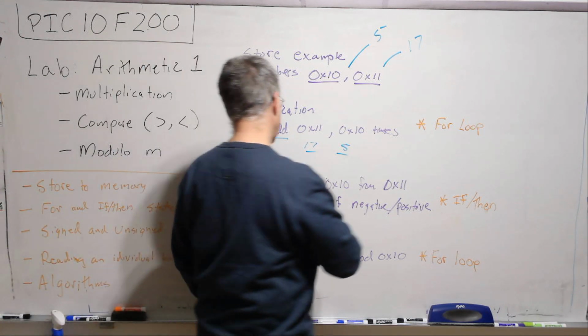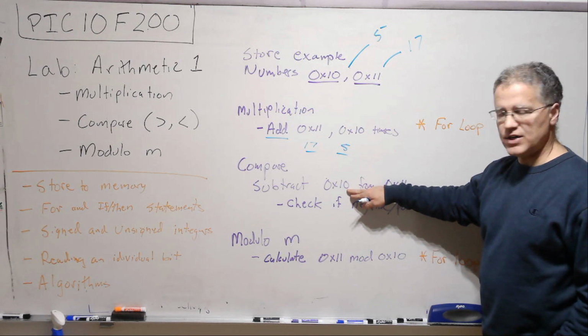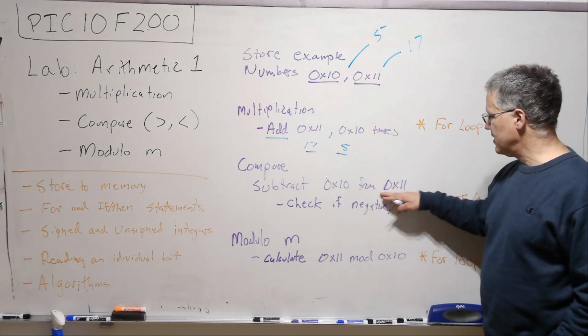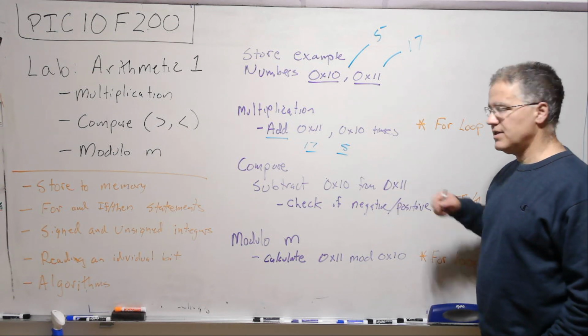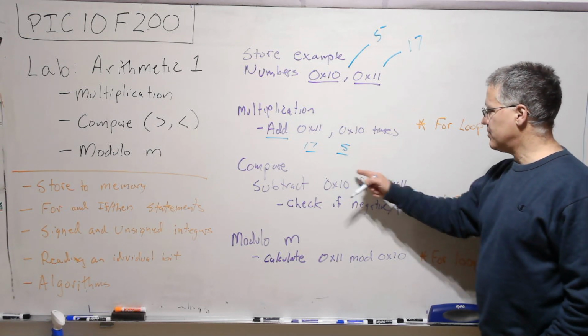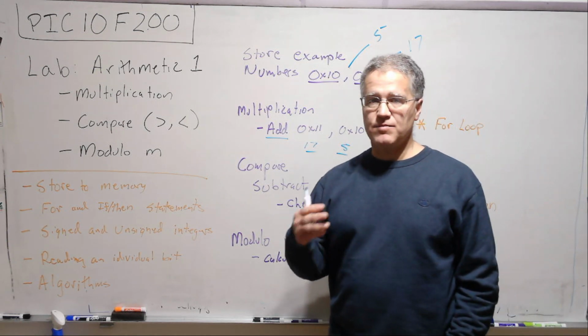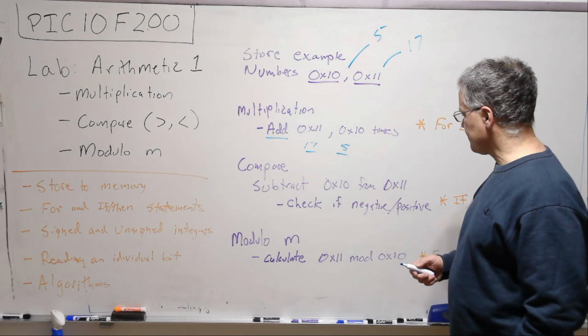What we're going to do here is subtract the value in register 10 from the value in register 11. In this case, we'd subtract 5 from 17, and we're going to check to see if that is positive or negative by reading that most significant bit.